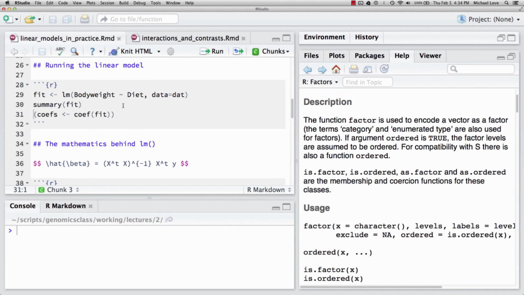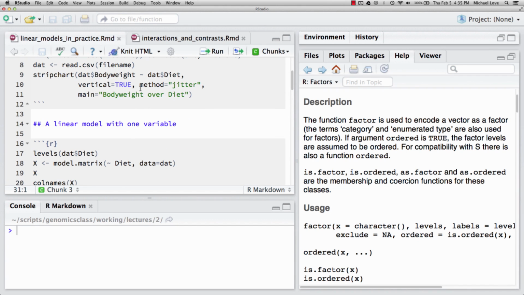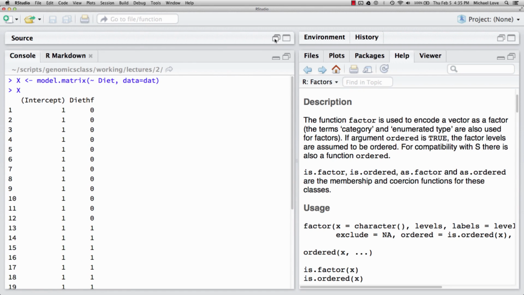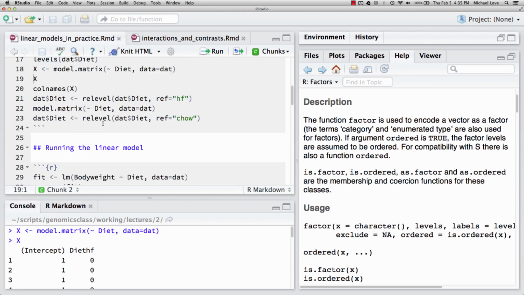So in this video, we're going to show how to actually run the linear model. In a previous video, we built this model matrix X, and we realized that this is what's going on inside when we run the linear model. Now we're going to just run it. So you don't actually have to specify X.